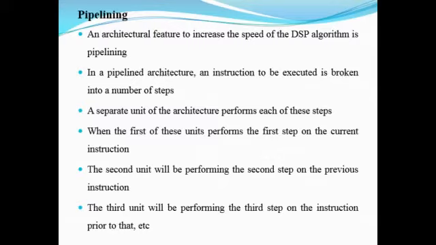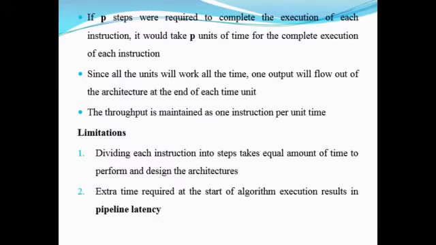The first unit is performing the first step of the current instruction, and the second unit will be performing the second step on the first instruction. In this way, the pipelining operation is used in the DSP processor. If P steps are required to complete the execution of each instruction, it would take P units of time for the complete execution of an instruction. That is, if 5 steps are required to complete the execution of an instruction, it requires 5 units of time to complete the execution of that particular instruction.